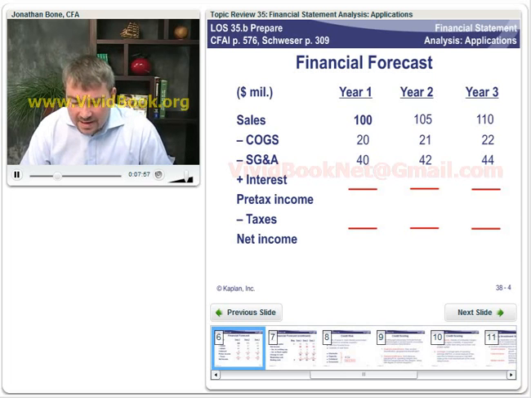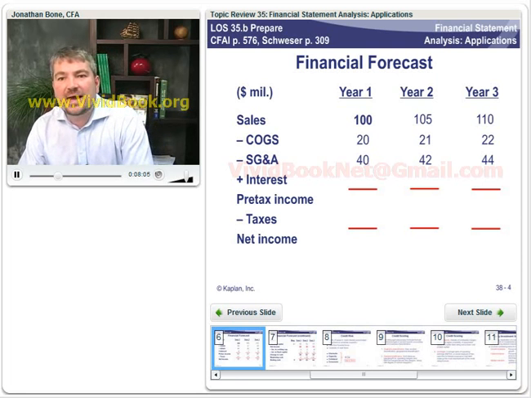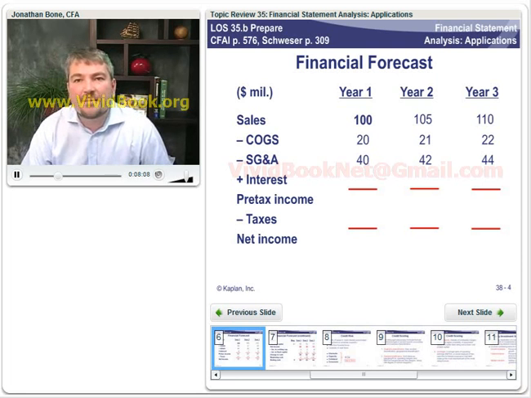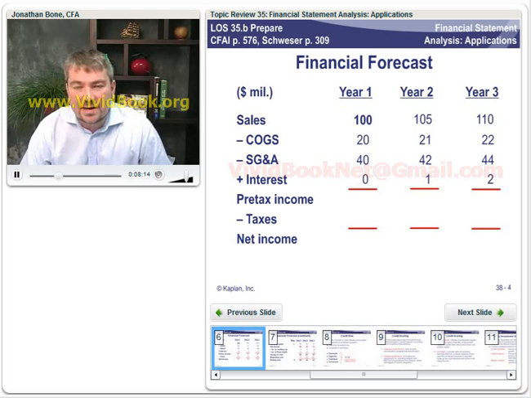You've then got our interest. And remember, we said we're going to work out interest as 5% of opening cash. Now, we haven't got any cash at the beginning of the first year, so cash in the first period is going to be 0. Notice we have got interest in years 2 and 3, but we're going to have to look at the next slide to actually determine that. Because remember, it's 5% of opening cash, so we need to know what opening cash is before we can actually establish that figure for year 2 and year 3 of 1 and 2 respectively.